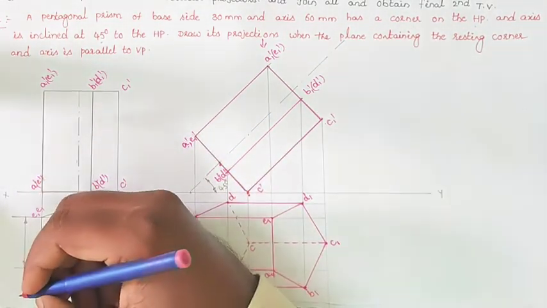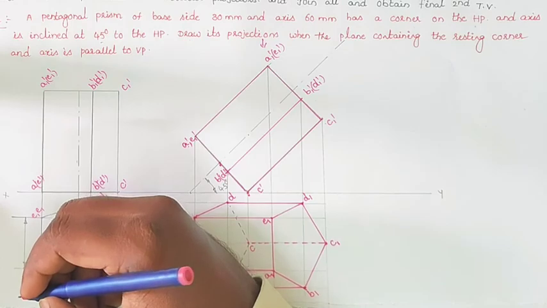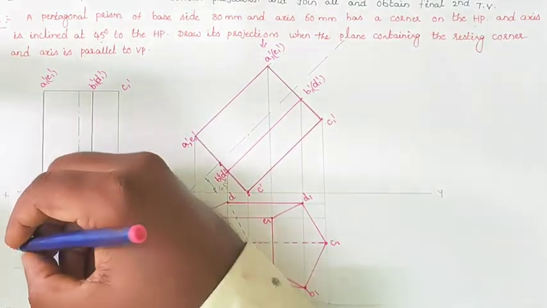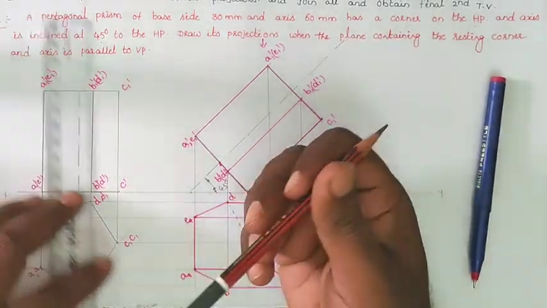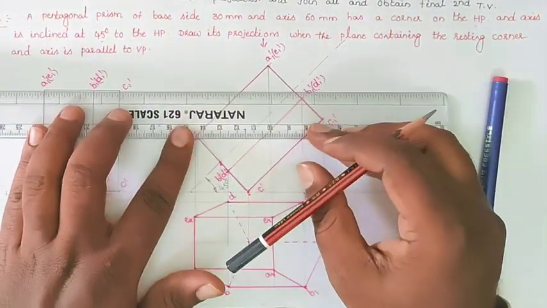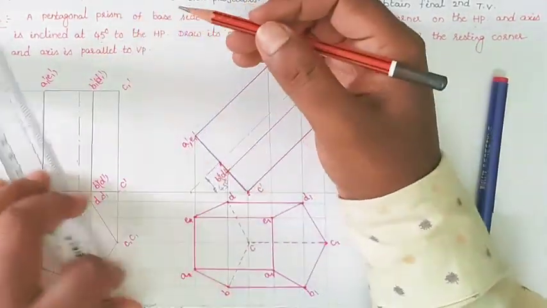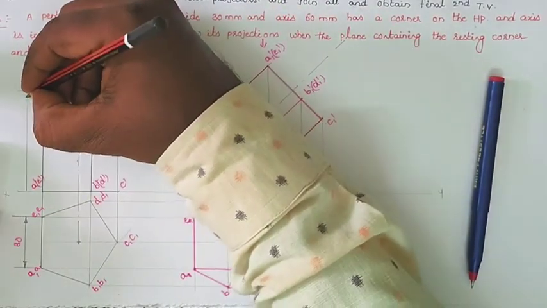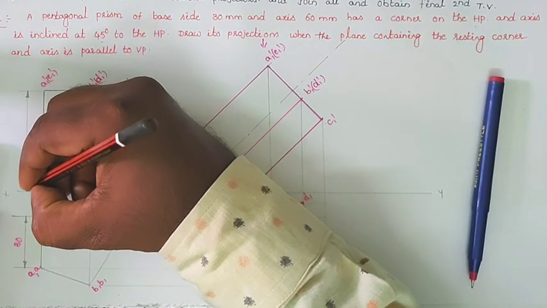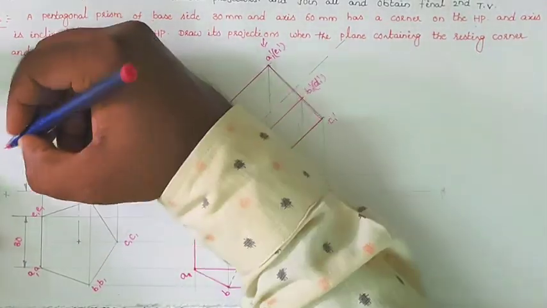So this is our problem. So this is 30 that they are giving, and the axis height is also given as 60 mm. So this is 60.